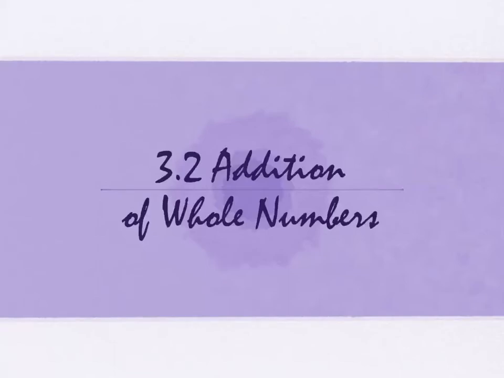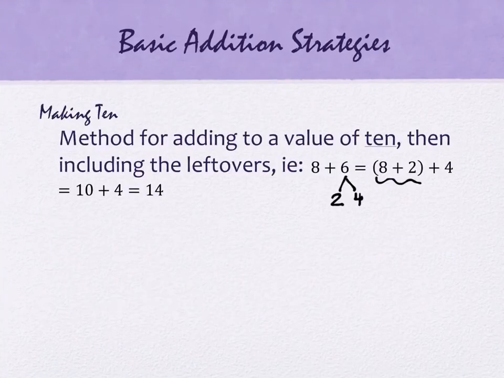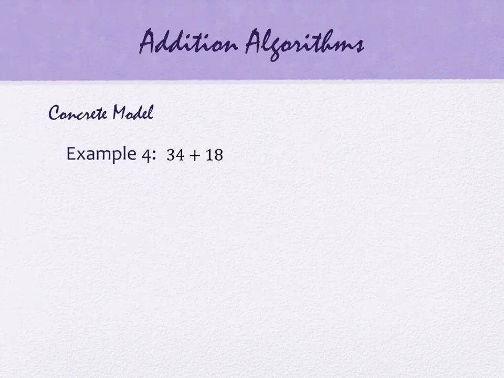Last time we started section 3.2, looking at addition of whole numbers, and we had gotten to the point where we were going to look at some addition algorithms. There's quite a few algorithms we're going to look at. Each of them sort of has their place. They have things that they're good for, things that they're not as good for, benefits and drawbacks.